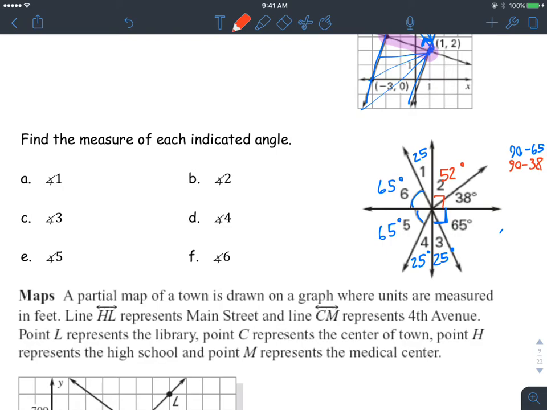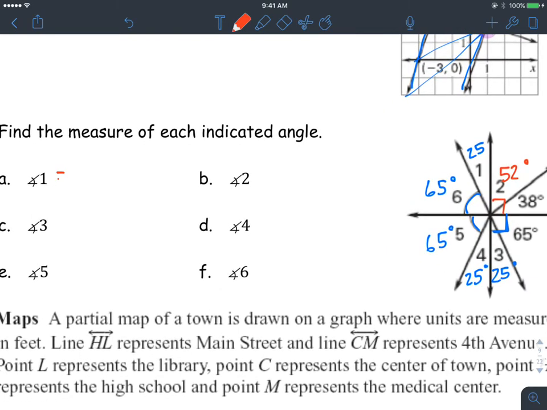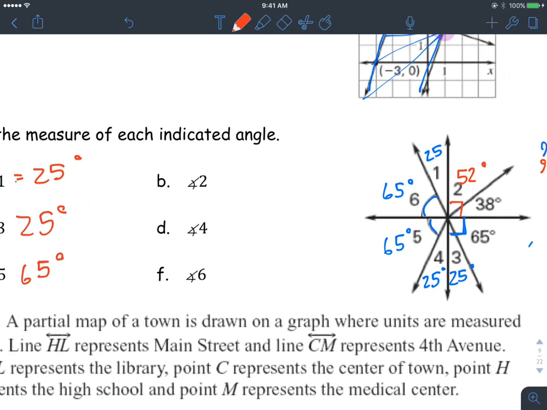So angle 1, what was that? That was 25 degrees. I guess there should be little m's out in front of all these here, but I'm going to just kind of speed it up here. Angle 3, we also said 25 degrees. Angle 5, 65 degrees. Angle 2, 52 degrees. Angle 4, 25 degrees. Then angle 6, 65 degrees.